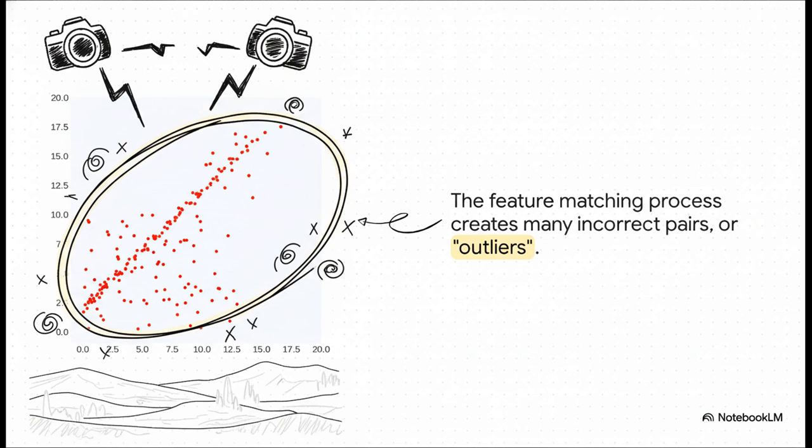Every red dot is a potential match the computer found. You can see that all the correct matches form that nice, clean diagonal line. But look at all that other stuff. That's just noise. We call those outliers. And they're all just bad matches that are going to confuse our algorithm.